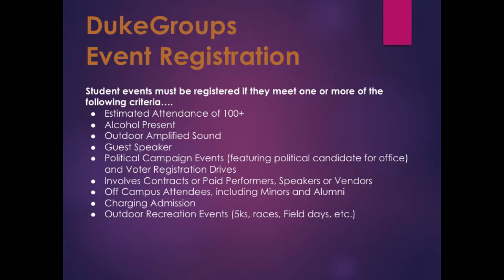You are required to register all events that have one or more of the following criteria: an estimated attendance of over 100 people, alcohol present, outdoor amplified sound, guest speaker, involves contracts or paid performers, speakers, or vendors, political campaign events featuring political candidates for office and/or voter registration drives, protests, off-campus attendees, including minors and alumni, charging admission, and outdoor recreation events, for example, 5Ks and races.